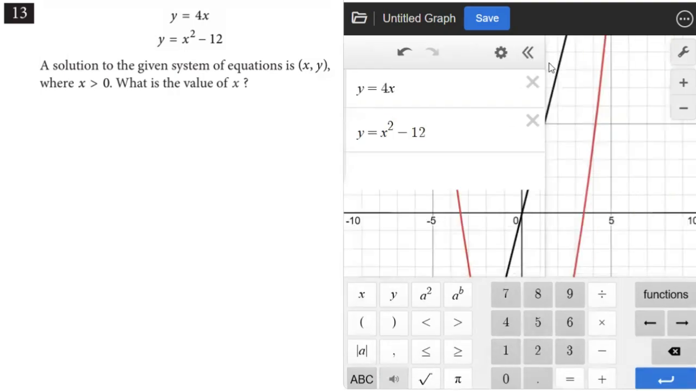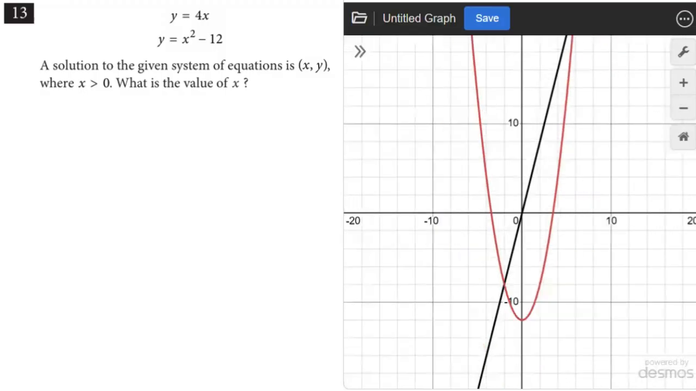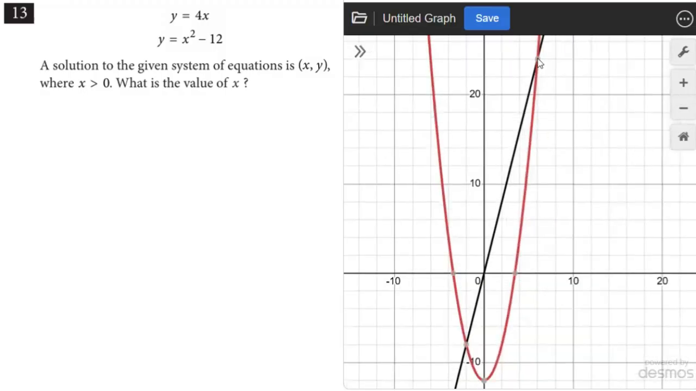So I need to check the points of intersection. Let's quickly check. There is (6, 24) and (-2, -8). Since x is greater than 0, there are two possible values of x, -2 and 6. So x is either -2 or 6, but -2 is rejected since x is greater than 0. So x equals 6 is the correct answer.